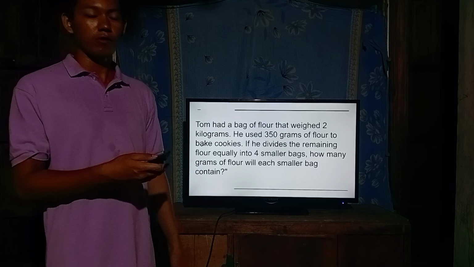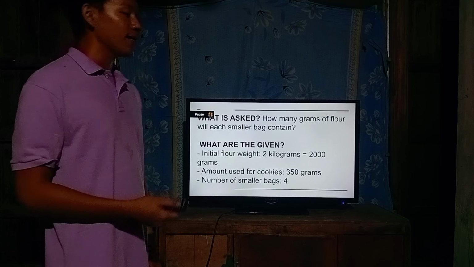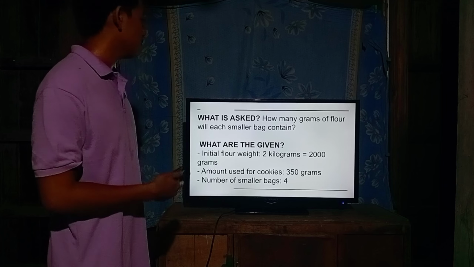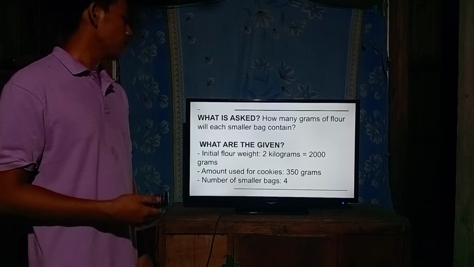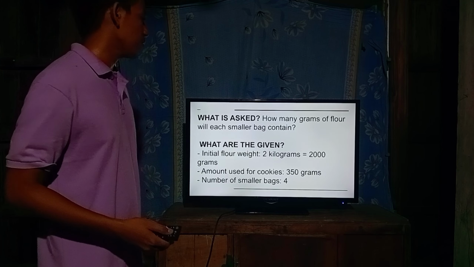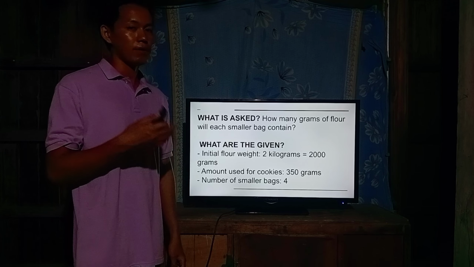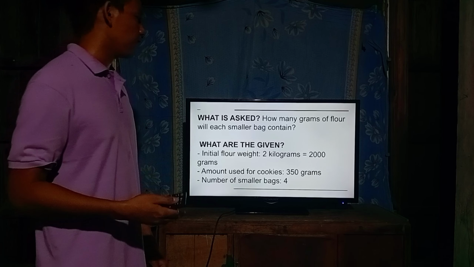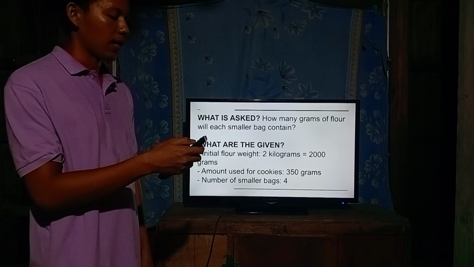Mo gamit na ta atong AGONSA. So mani siya examples. So first is what is asked. So ang makuha natin dito is how many grams of flour will each smaller bag contain? So muna siya. Then what are the given? So initial flour weight dito is 2 kilograms, which if we convert into grams is 2,000 grams. Amount used for cookies, mao na to tong 350 grams. Dayon ang number of smaller bags nga naa dito sa problem.